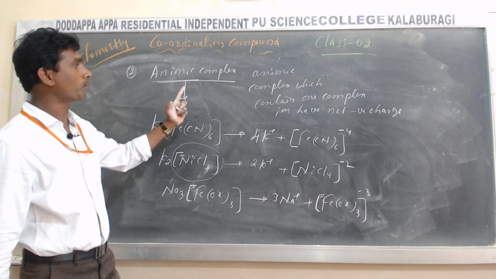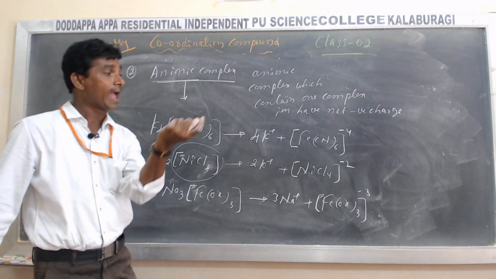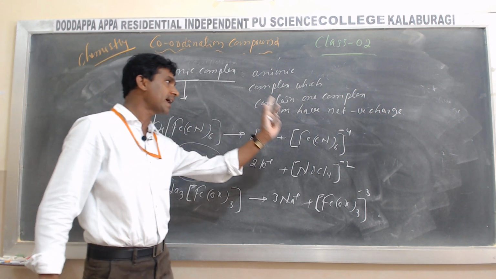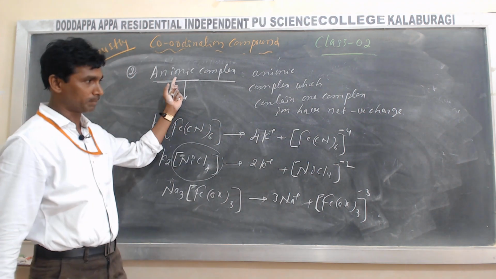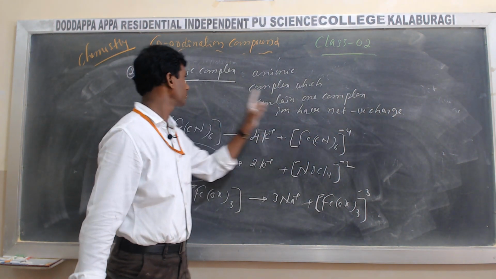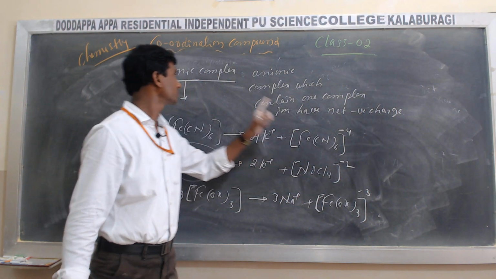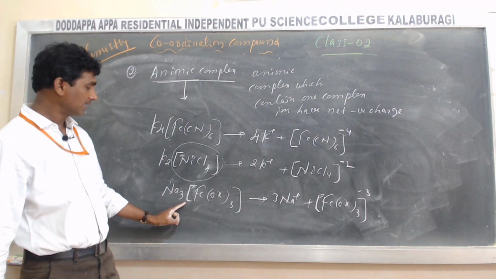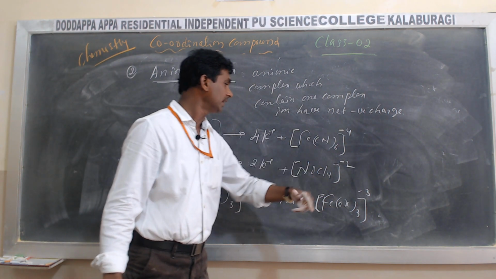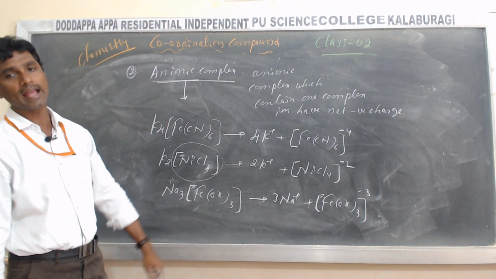What is meant by anionic complex? An anionic complex is one which contains at least one complex ion having a negative charge. You take any complex, there must be one complex ion. If the complex ion is negative, it is an anionic complex. So in this complex, Na3FeOX thrice, FeOX thrice is minus 3, the complex ion is negatively charged, so hence it is called an anionic complex.